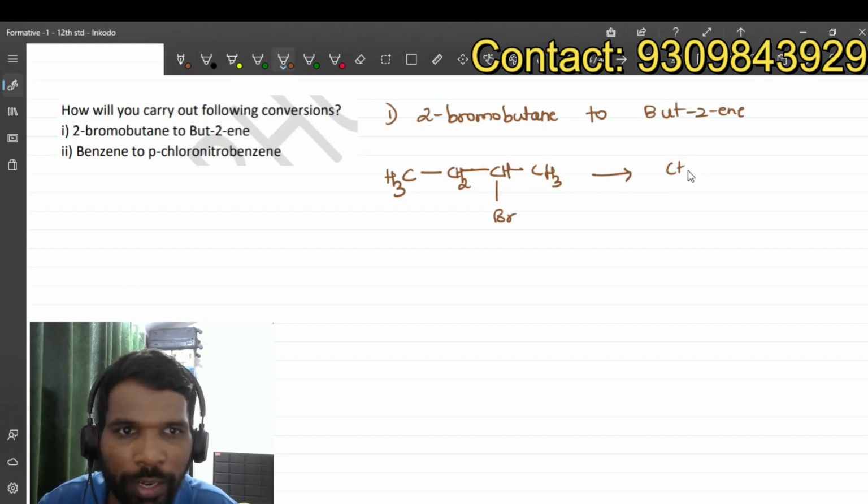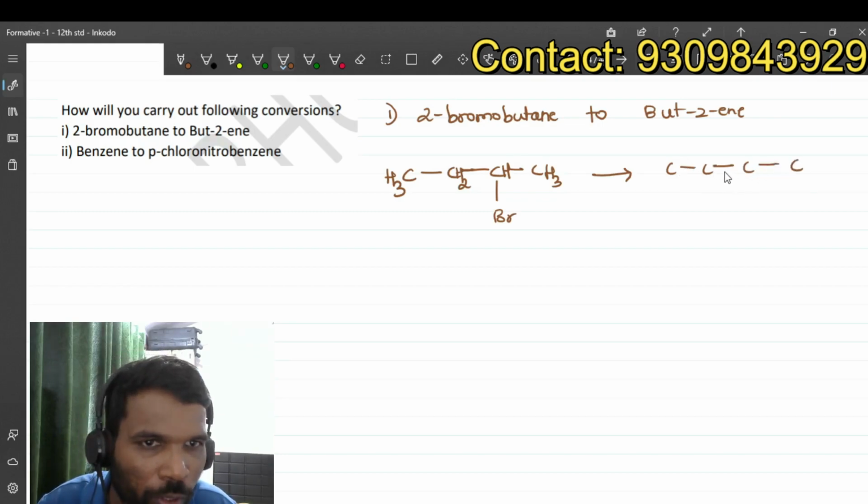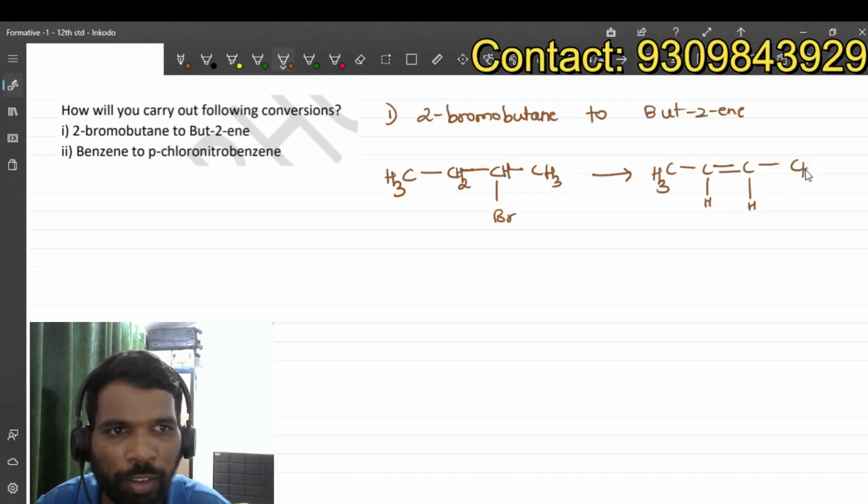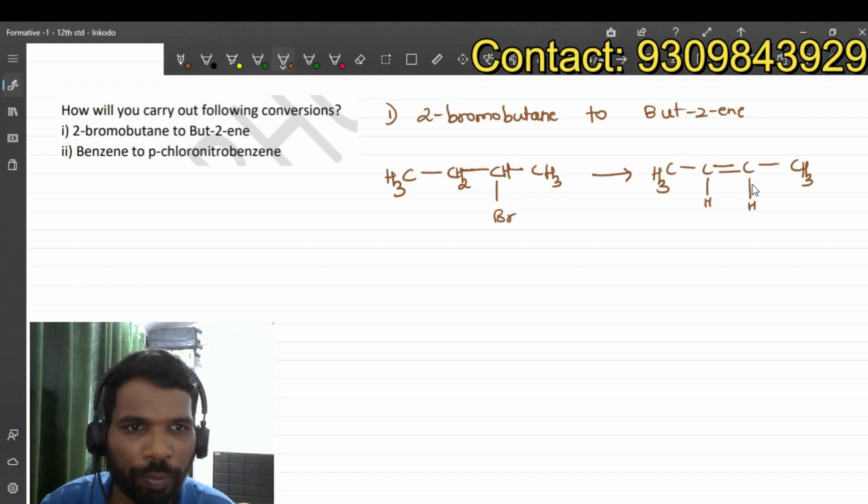CH3, or I'll write this way: carbon, carbon, carbon, and carbon. On second position there is a double bond. This is what it means. So here three hydrogens. Here there is one hydrogen, right? You can show it directly this way, or you can show CH and CH there itself. One and one, same it is. So this is what you are getting. You can show it this way. No issue.